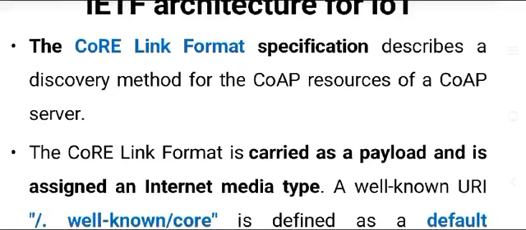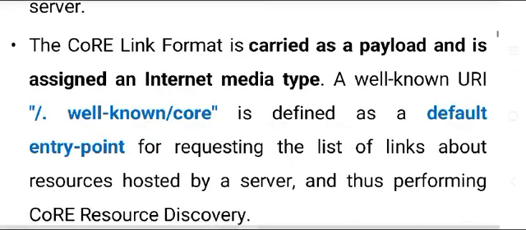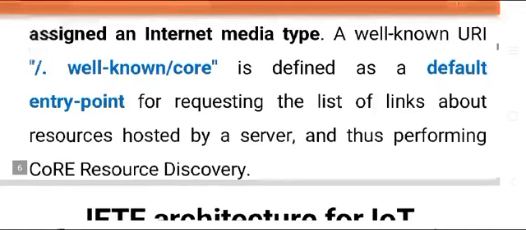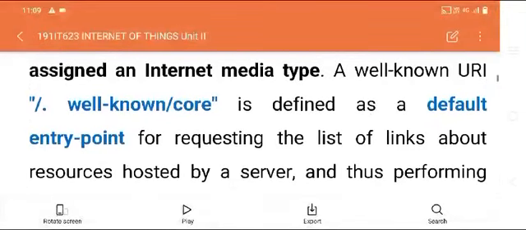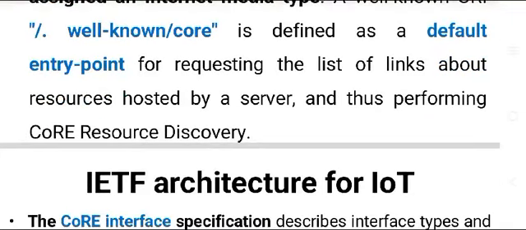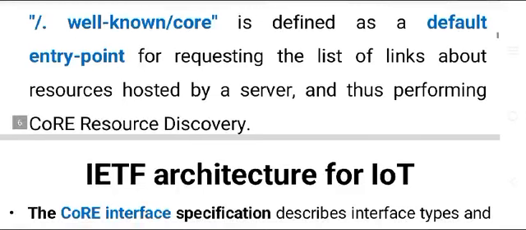This format is used to specify or describe a discovery method for CoAP resources based on the CoAP server. This core link format is carried as a payload, and it is assigned an internet media type. Here we are using a well-known URI, which is called /.well-known/core. It is defined as the default entry point for requesting the list of links, and it also provides the resources hosted by the server by performing the core resource discovery.